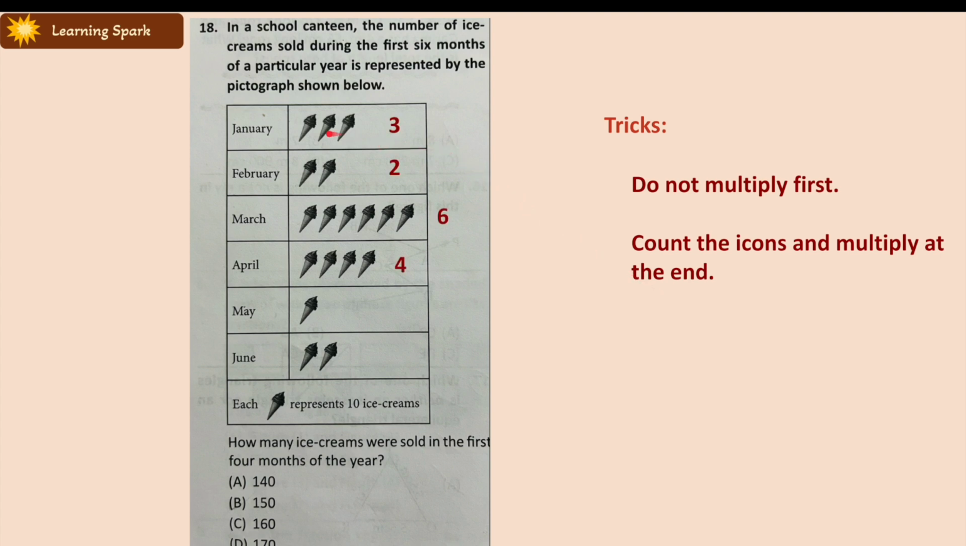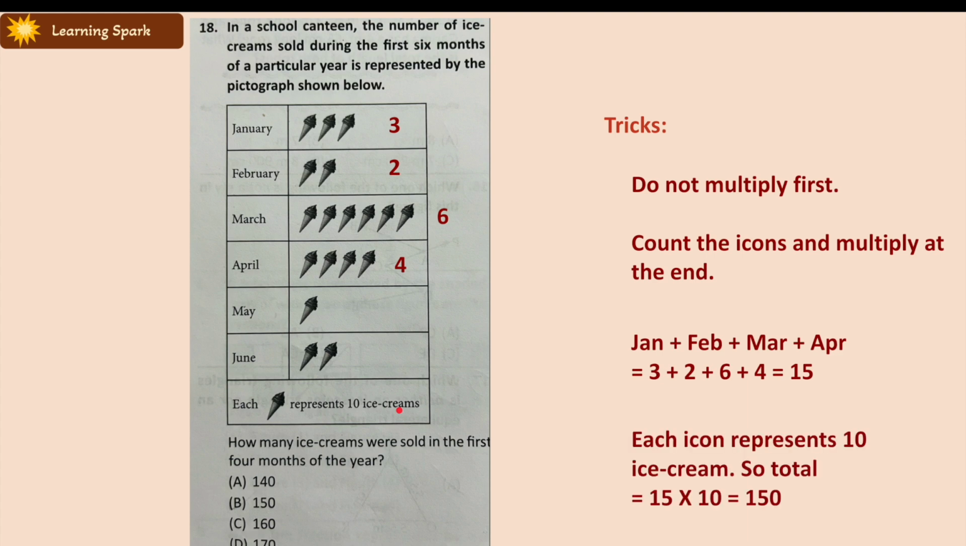First count, there are three icons. This is 2, this is 6, and this is 4. So together 3 plus 2 plus 6 plus 4 equals 15. Okay, so 15 ice cream icons together, and then each icon represents 10 ice creams. So together how many ice creams? 15 into 10, 150 ice creams, right? And which is our answer? B.